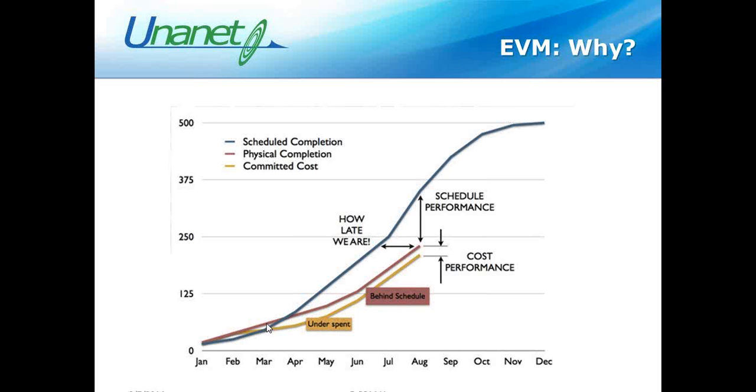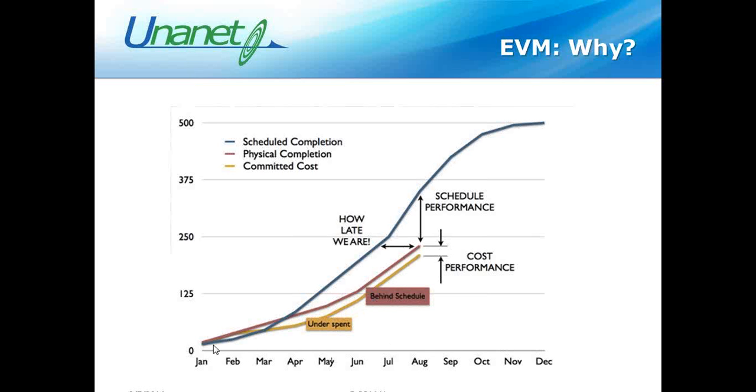The physical completion, the burgundy line, talks about, well, how am I actually performing? What have I performed to date? What have I physically done against that baseline? We'll see we started off pretty well. It was above and beyond where we said we were going to be, and then all of a sudden it takes a dip, which depicts that we are actually behind schedule.